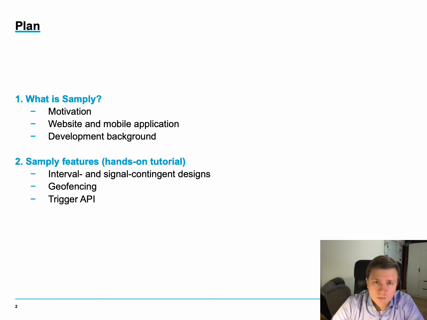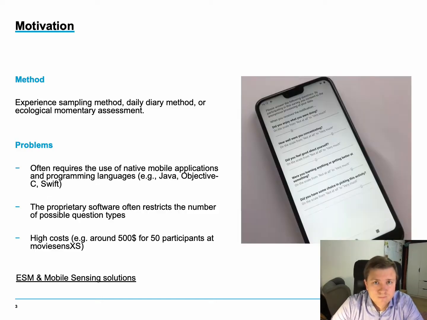In the second part of my talk, I'm going to introduce you main features of Samply and walk you through the main steps of creating your own study. We will start with interval and signal contingent designs, and after that we will look at the geofencing method. And finally, I end with the Samply API for triggering notifications based on any custom event.